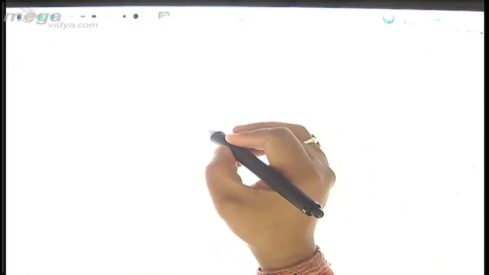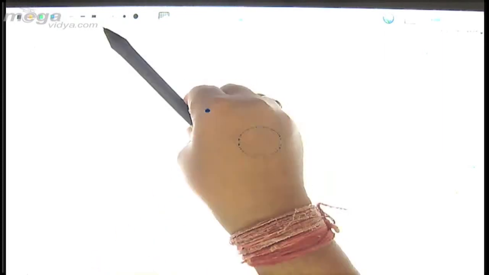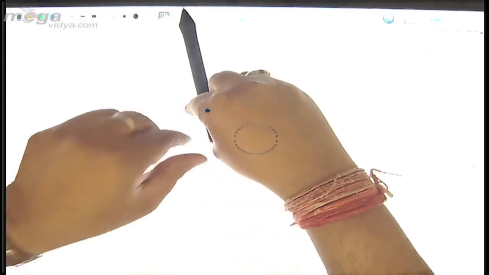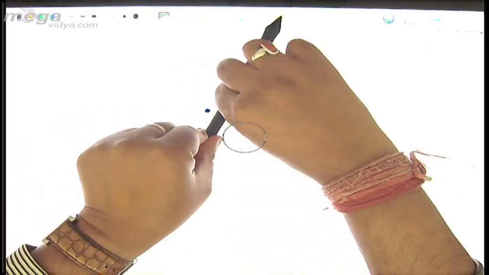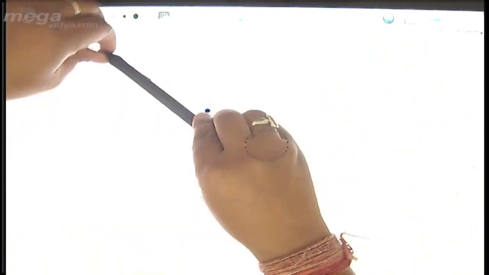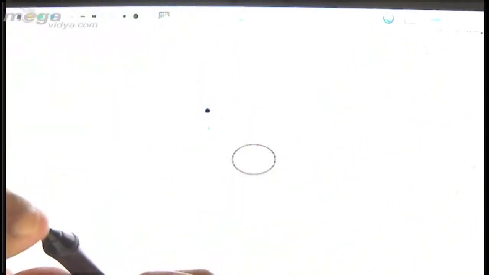You can see here, suppose this is the point and this pen is moving while this point is still, then the path traced by this tip is the circle. How will we draw it?